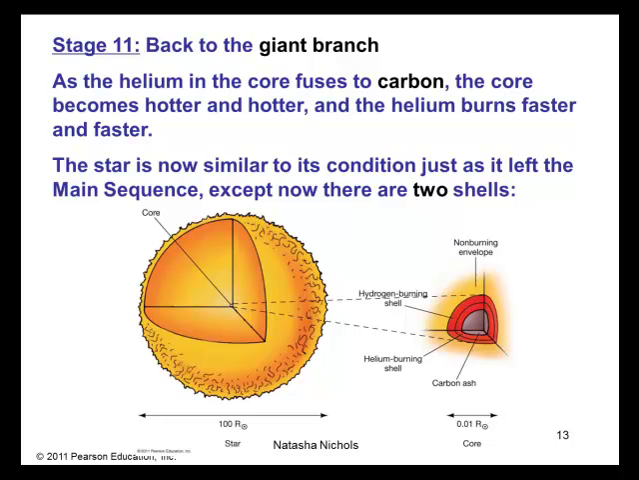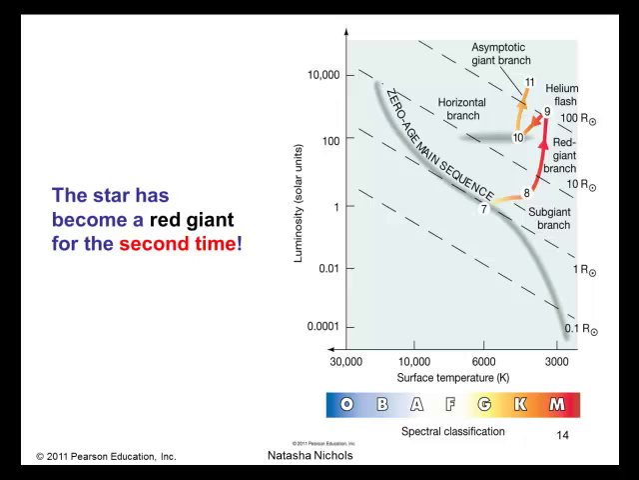This takes place within a few million years after the onset of helium burning in stage 9, and carbon ash starts to accumulate in the star's inner core. And as you can see in this picture, above the core, hydrogen and helium are still burning in concentric shells. The star has become a red giant for the second time.